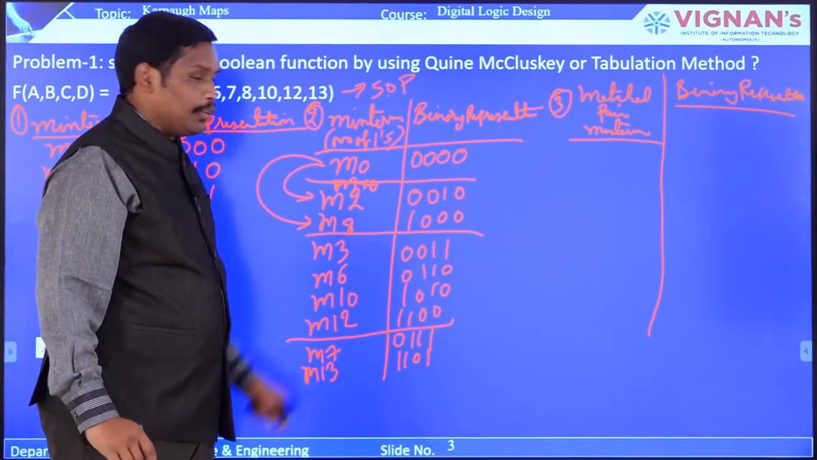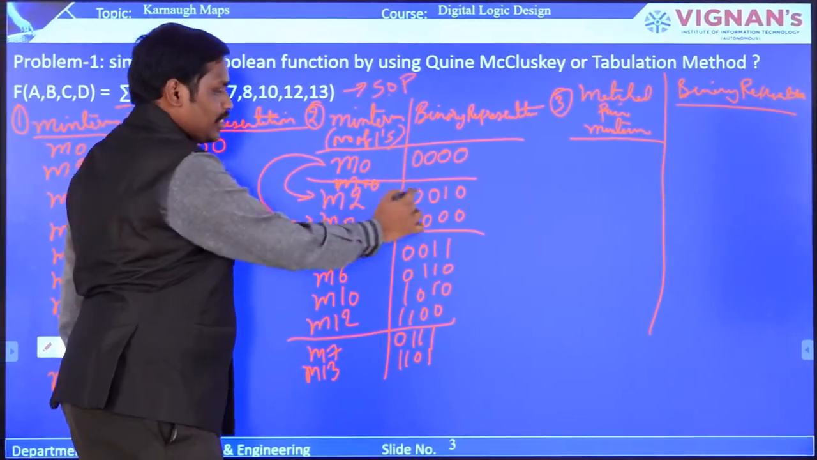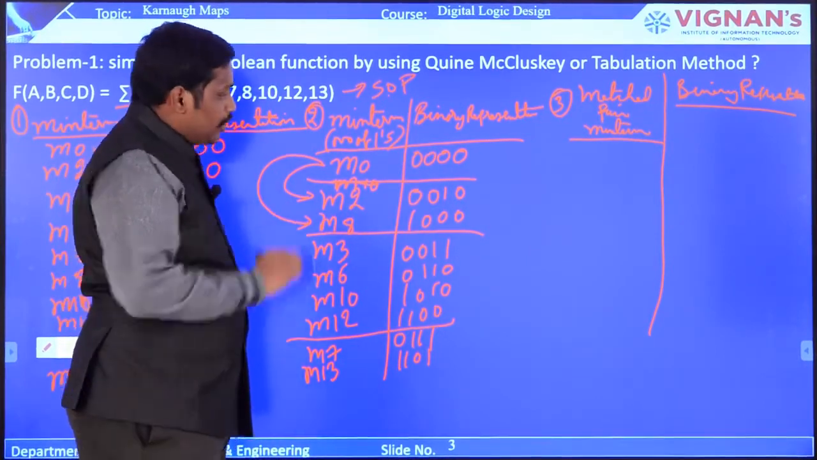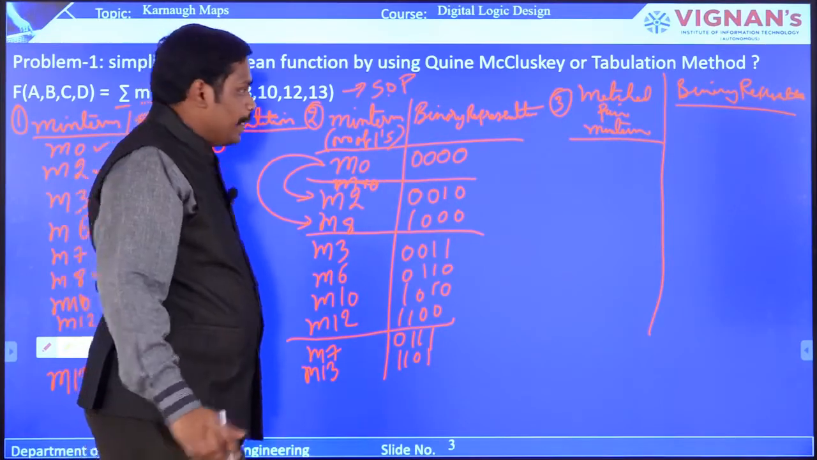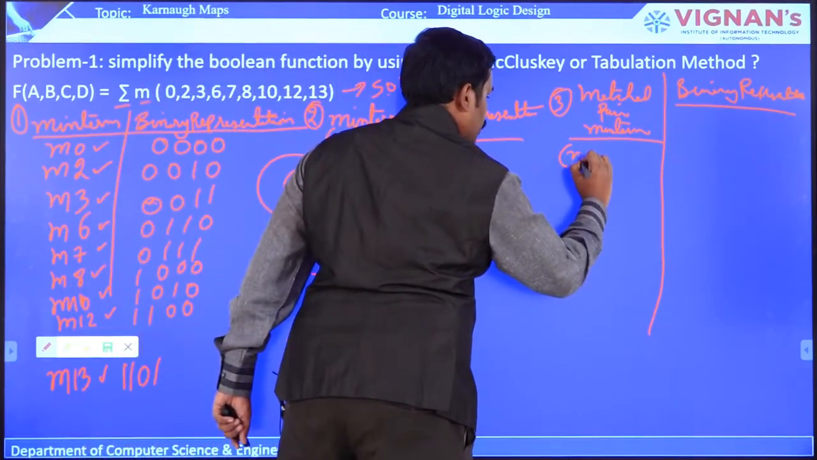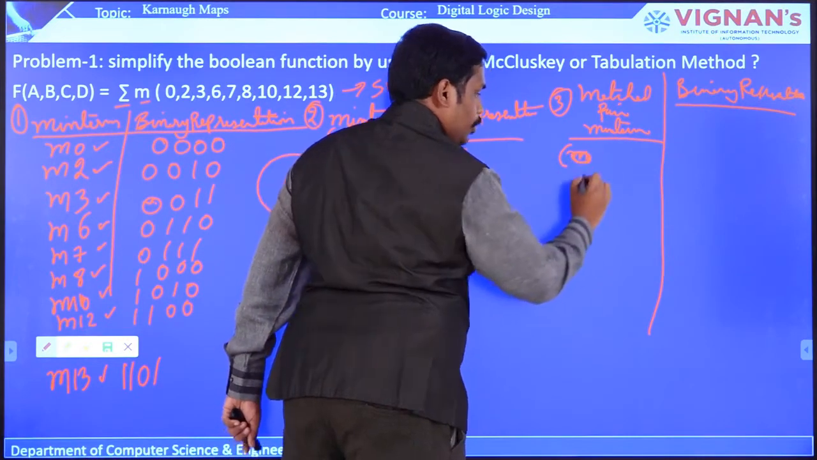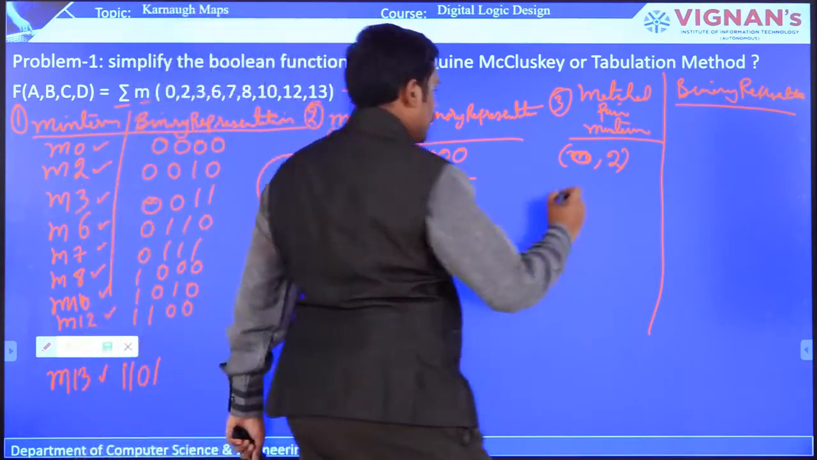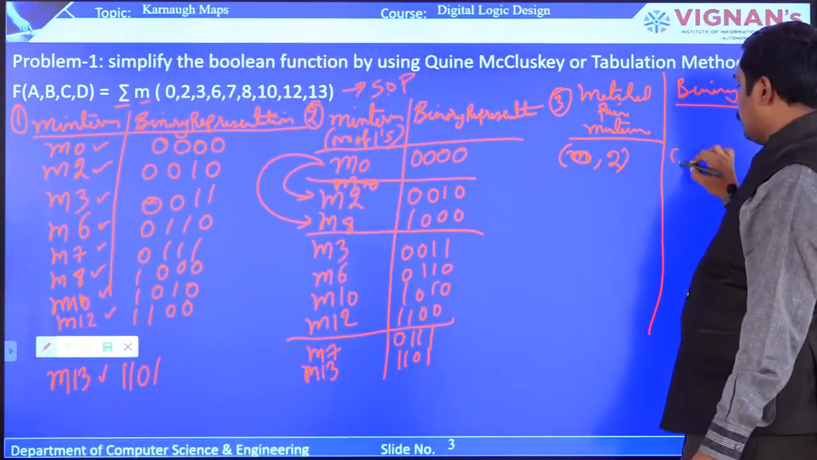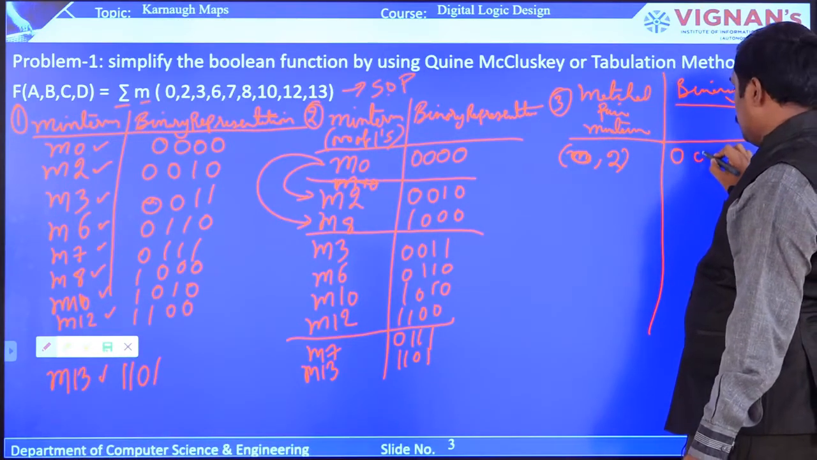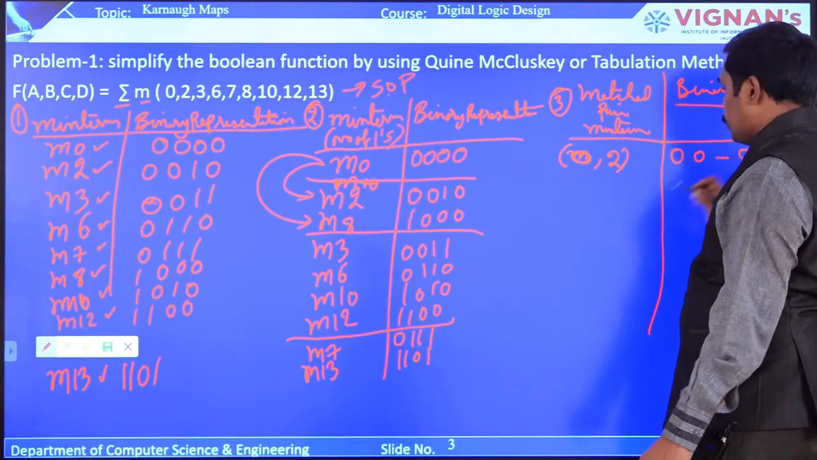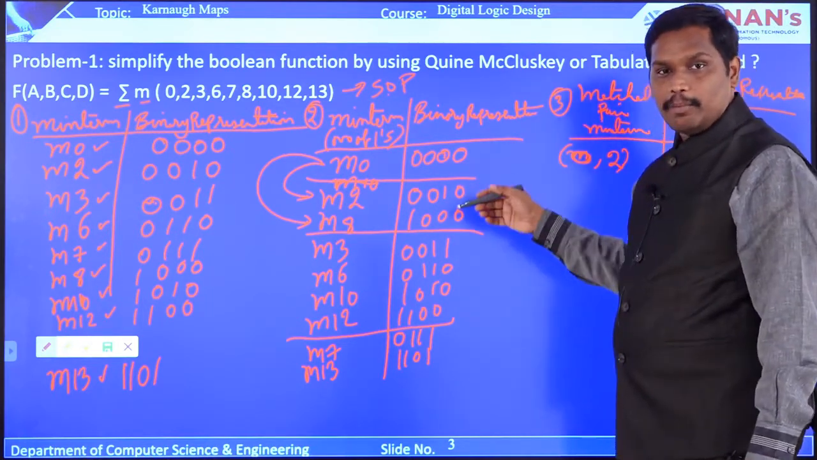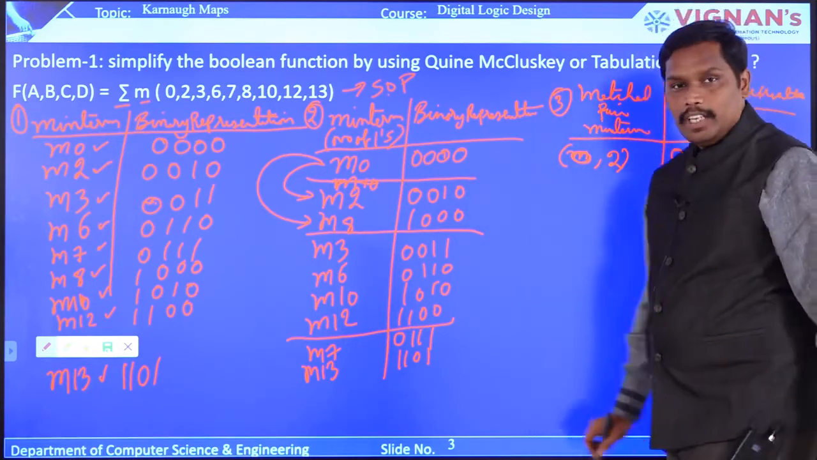So for example, if you take M0, which is 0, 0, 0, 0, and M2 as 0, 0, 1, 0, you can see only the third bit position has a change. That particular bit position, you have to replace with the underscore. So that is the reason why from now onwards I am representing it as 0, 2, which are the minterms, and 0, 2 gives the binary representation 0, 0, underscore, 0. You can see that the third position has a bit change, so that particular bit position is now replaced with underscore, right?